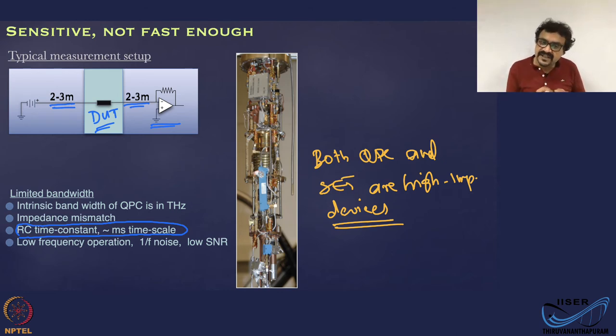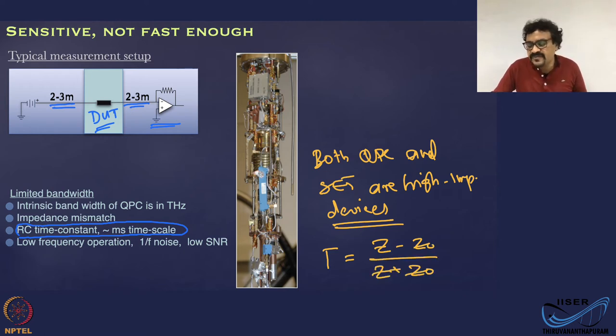So whenever you try to detect any dynamics at a faster time scale, in the gigahertz or megahertz range, whatever signal you send or try to detect in that time scale is going to suffer a huge impedance mismatch, because you have a low impedance measurement wire and a high impedance device. So the signal that is reflected at the interface is huge. Almost all the signal is reflected, because the reflection coefficient, gamma, is basically Z minus Z0 divided by Z plus Z0, where Z is the impedance of the device and Z0 is the impedance of the measurement circuit. So this is close to 1 almost all the time.